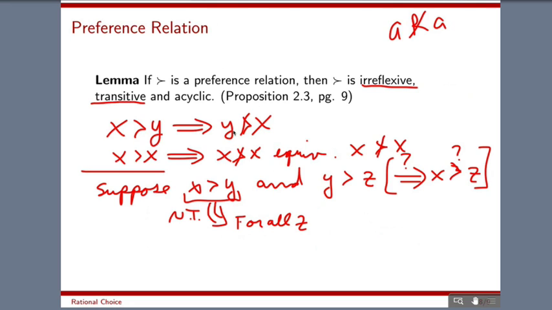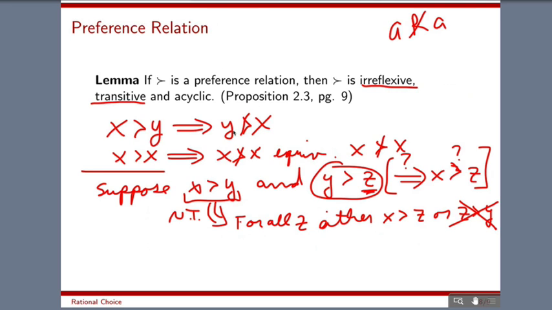but in particular this z right here, either x is strictly preferred to z or z is strictly preferred to y. But we've also assumed that y is strictly preferred to z. And by asymmetry, that means it cannot be the case that z is strictly preferred to y. So the only possibility is that x is strictly preferred to z. Okay, so we've proved that our preference relations are irreflexive and transitive.